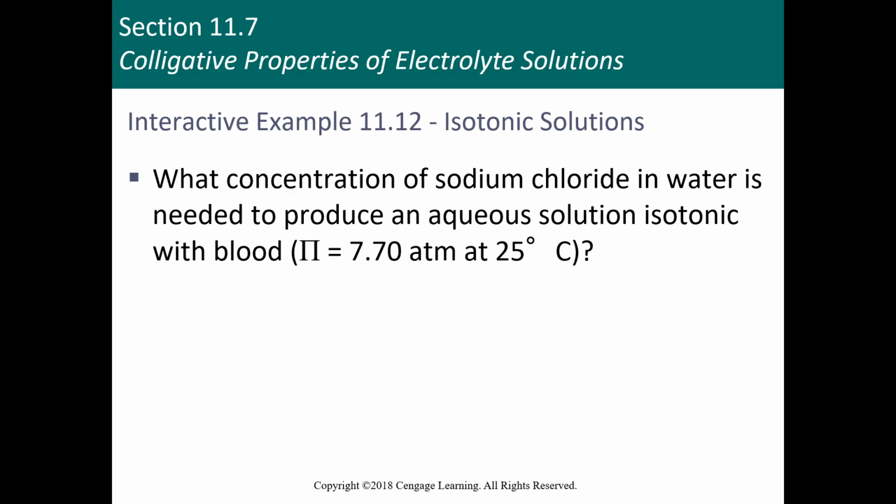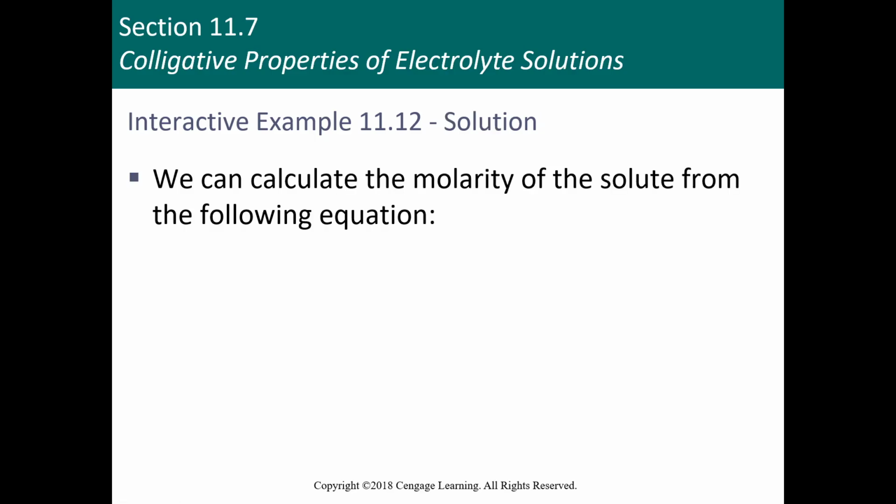All right. So let's do another interactive example here. What concentration of sodium chloride in water is needed to produce an aqueous solution that's isotonic with blood? So what we're looking for is something with an osmotic pressure of 7.7 atmospheres at 25 degrees Celsius. The important part here is the 7.7 atmospheres. That's what we're actually looking for.